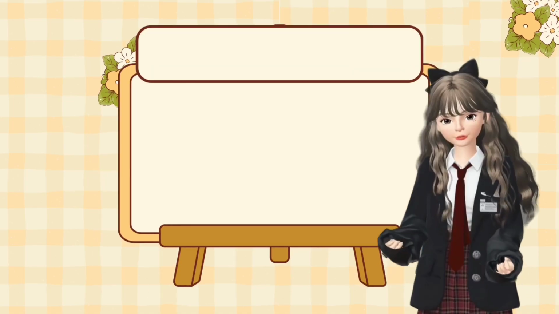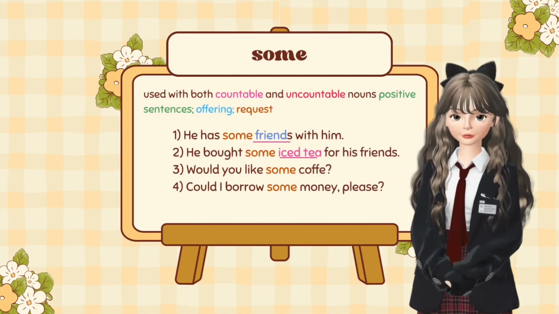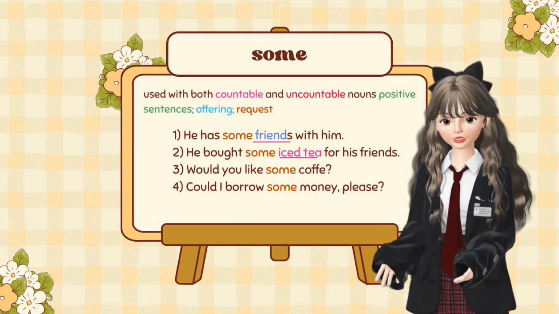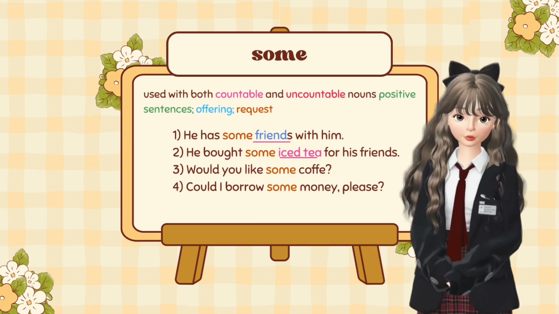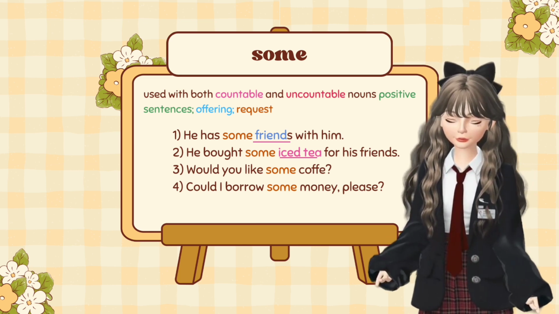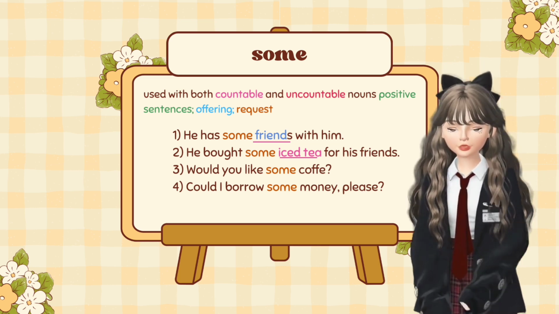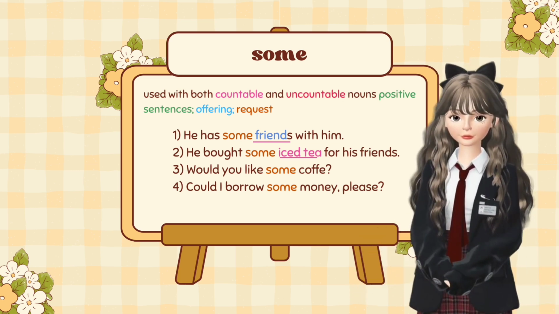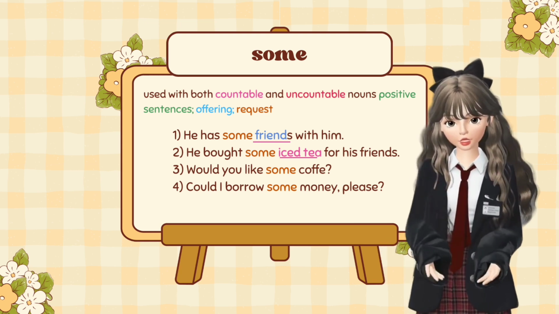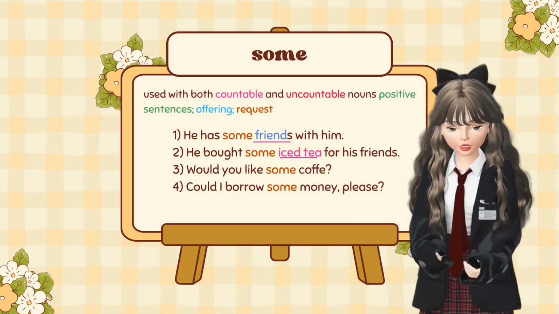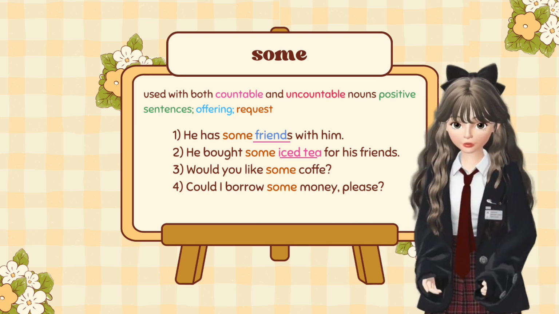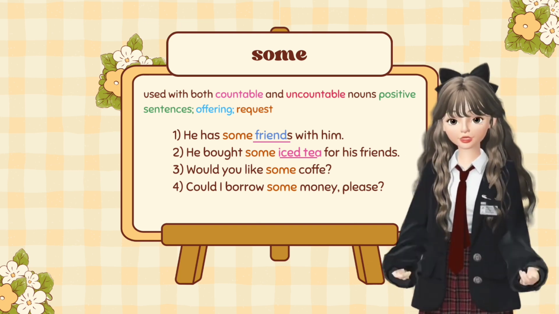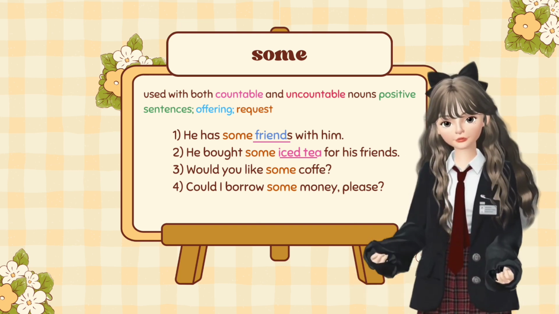Let's look at some. Used with both countable and uncountable nouns, in positive sentences, offering and request. Number 1, he has some friends with him. Number 2, he bought some iced tea for his friends. Iced tea is an uncountable noun, you see, but we could still use some, so it can be used with countable and uncountable nouns.